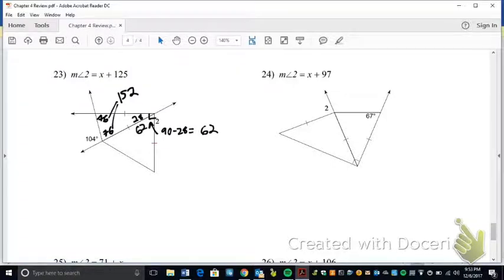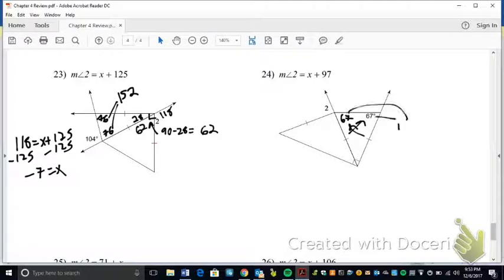Now look at where angle 2 is. It's on the outside there. So 62 and angle 2 are supplementary. So to find the measure of angle 2, we're going to go 180 minus 62, or 118. Then plug it in. 118 equals x plus 125. Subtract 125 from both sides, and we get x equals negative 7. 24.